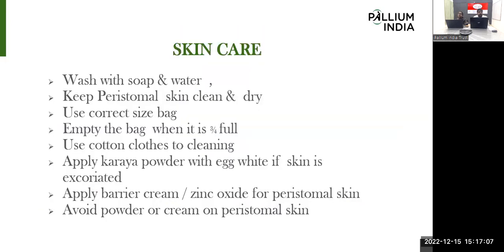So this Karaya powder, mix it with egg white, then we can apply it in the peristomal area. By applying Karaya powder with egg white, we can prepare a thin film-like surface. Then another thing, barrier cream. We can purchase this cream already, and we also get it along with the colostomy bag. So this barrier cream also we can use. Then zinc oxide also we can use for peristomal skin care.